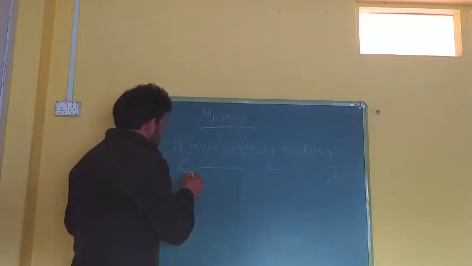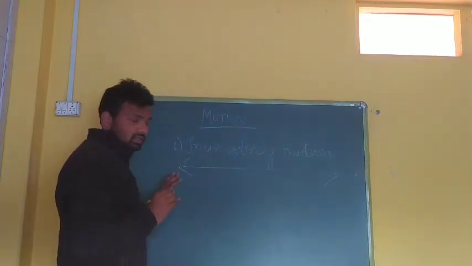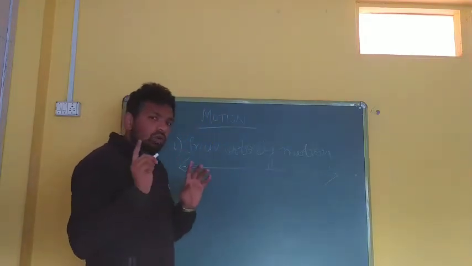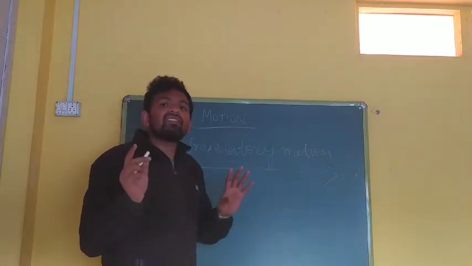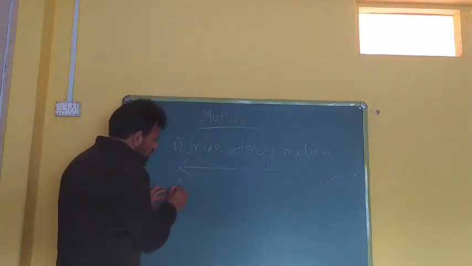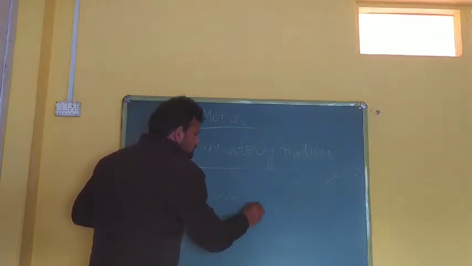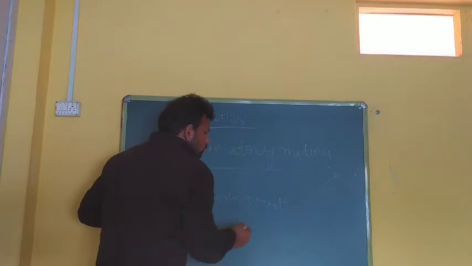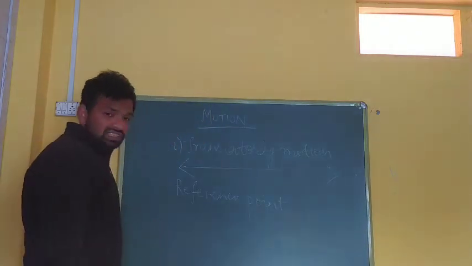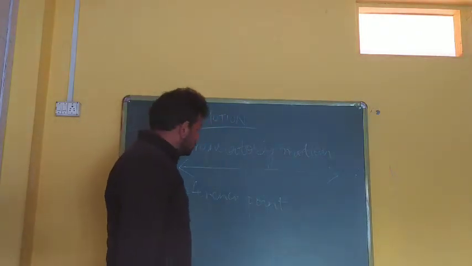For example, let us consider translational motion. Now, when you are talking about motion, you have to fix a reference point. What do you have to fix? You have to fix a reference point. The reference point is also sometimes called the origin. Okay? Reference point is also known as origin.